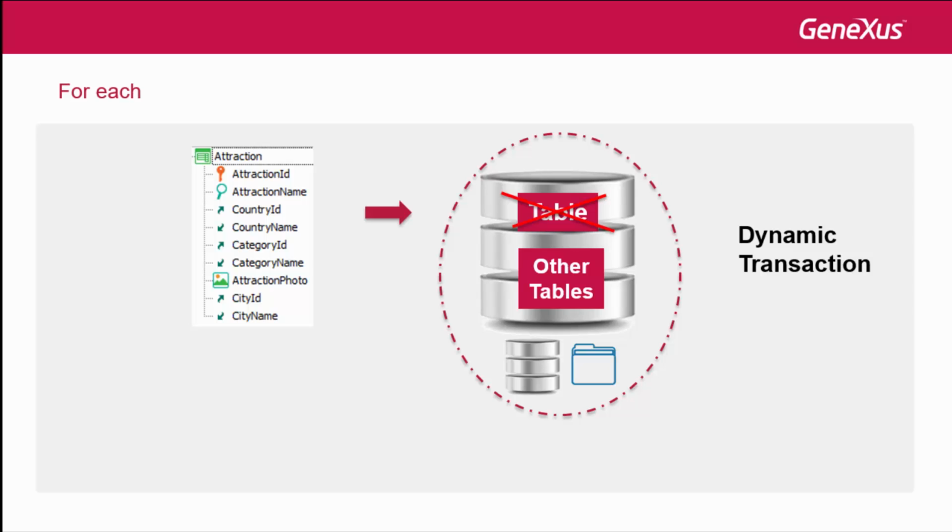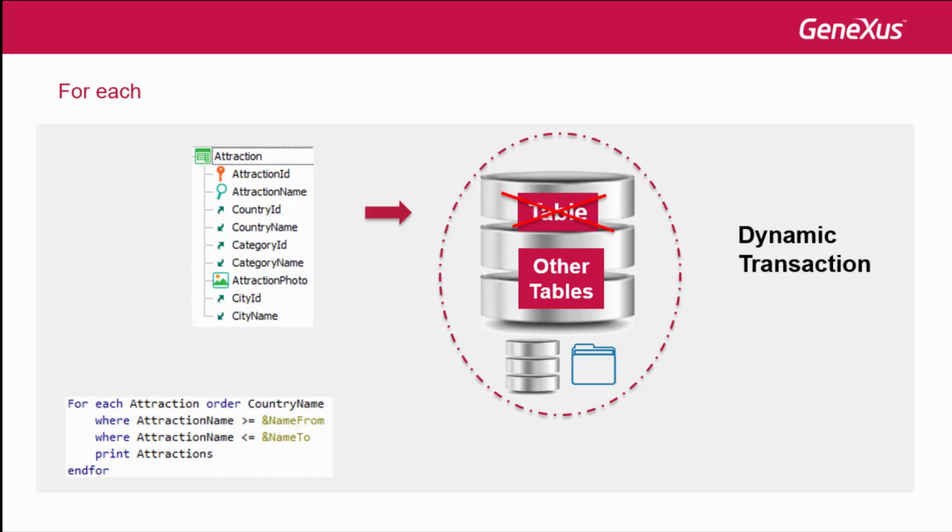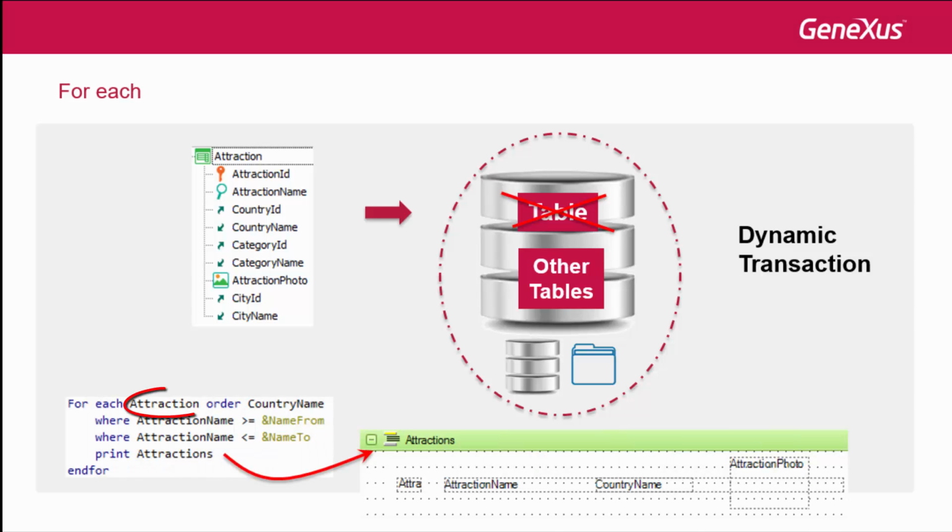If attraction were a dynamic transaction, whose data is taken from external services, for instance, nothing will stop us from using it as if it were a regular transaction with an associated physical table. So, if we want a for each to list the attractions, we will continue implementing it just as we did before. This enables us to better understand what we mean by saying that, in GeneXus, we break away from the physical implementation part. We work at a higher level, with information taken from a more conceptual viewpoint, regardless of where it is stored.